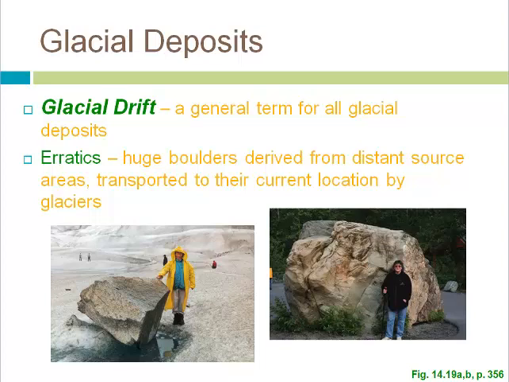Glaciers also move large boulders called erratics in their glacial drift. Glacial drift is just the general term for glacial deposits like moraine. We'll talk about some in a second, but in this case we have these boulders that have moved several thousand miles from their original substrate.